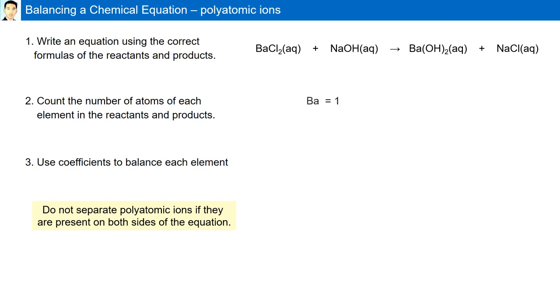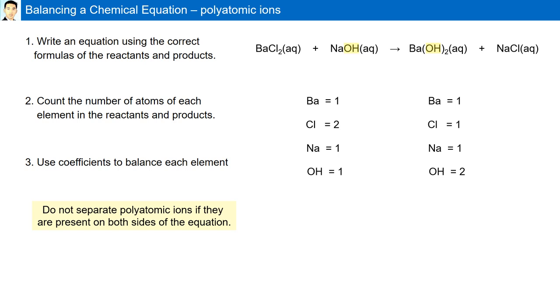In this example, we have one barium on the left, two chlorines on the left, one sodium on the left, and we have a polyatomic ion OH. So we count the OH together. We have one on the left. On the product side, we have one barium, one chlorine, one sodium, and two hydroxide polyatomic ions.